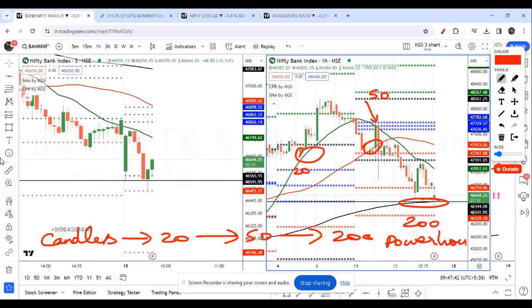In my quiz there will be a question: who is the powerhouse? 200 SMA. It's like a 200 SMA is like a transformer. It is the powerhouse.